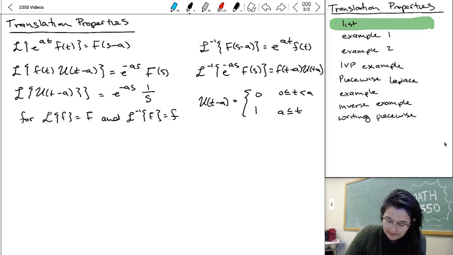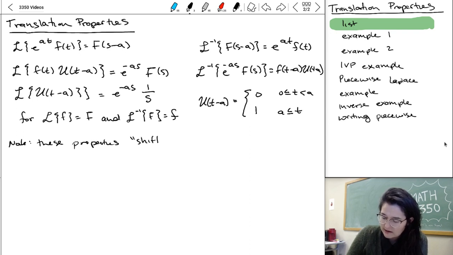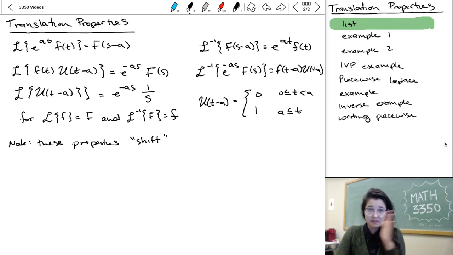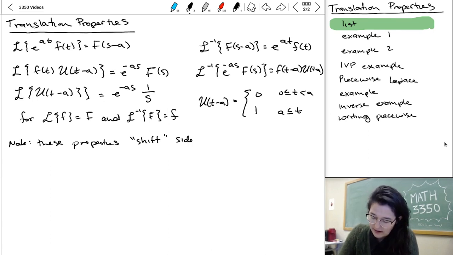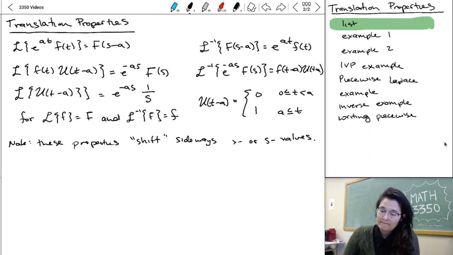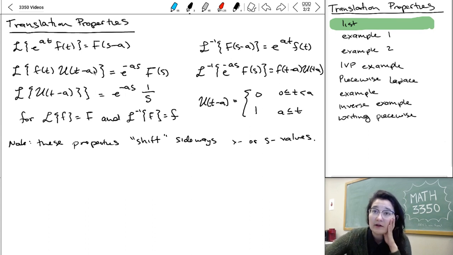I do want to note that the reason I grouped these together is that these properties are about shifting solutions sideways along the horizontal axis of t or s. And that's how they're related. You're thinking about shifting t over by a or thinking about shifting s over by a.